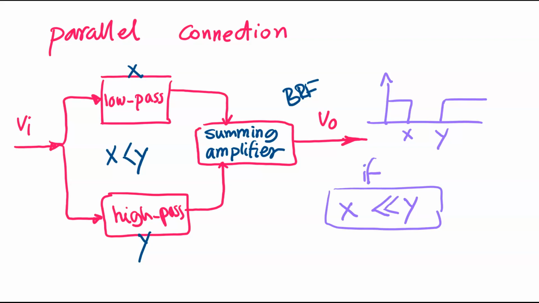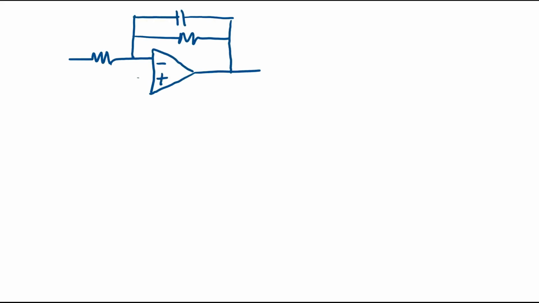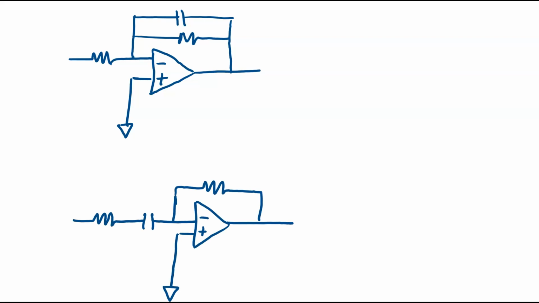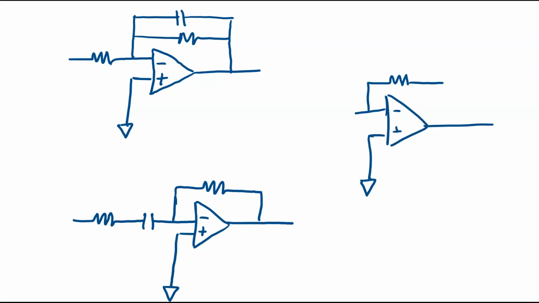Now let's look at how the circuit of this band reject filter looks. What I'm going to do is draw the low pass and high pass filters separately, and then connect them in parallel. I'm going to start with the low pass filter on top. Okay, so here you can see the low pass filter on top, the high pass filter on the bottom of the page, and then I'm trying to show you the summing amplifier on the right hand side.